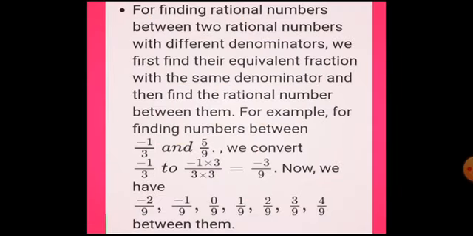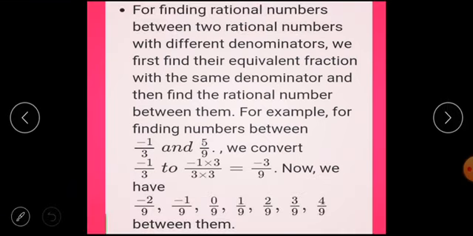In the next case, we find rational numbers between two rational numbers with different denominators. Students, we already discussed rational numbers which have the same denominator. But if the denominators are different, then first find their equivalent fractions with the same denominator, and then find the rational numbers between them. First of all we have to make their denominators the same.